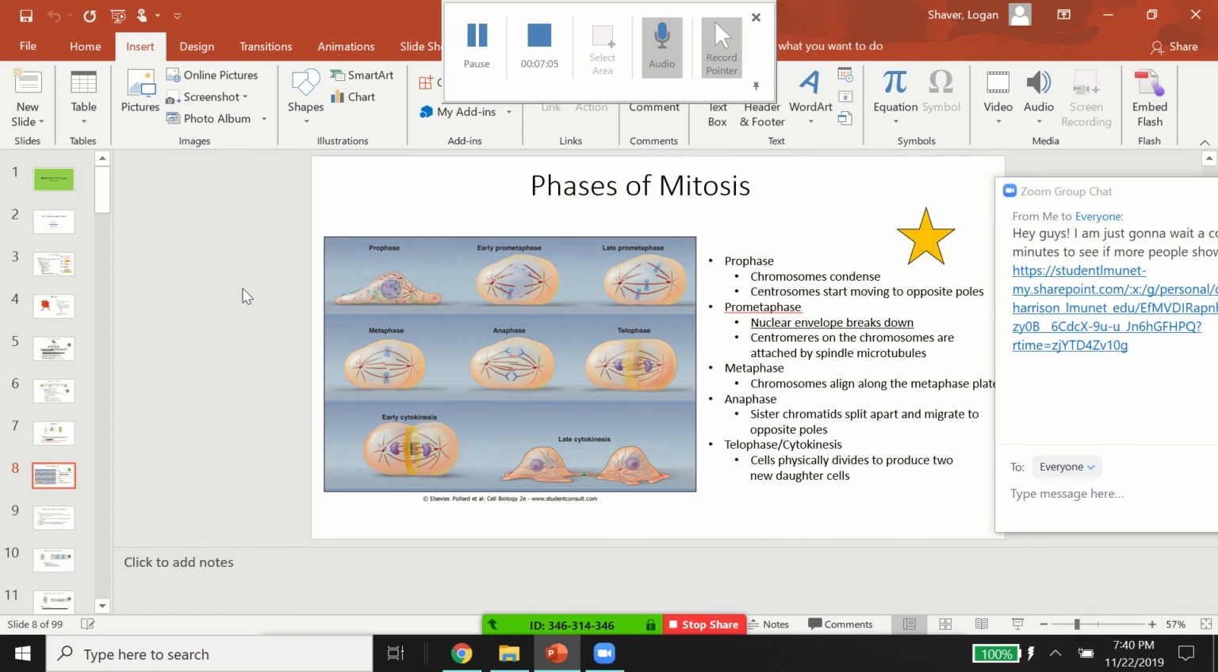All right, then phases of mitosis. Okay, so like I said, a lot of the stuff we've covered before, but he does go into more detail about prophase. So I thought it was important to just have a reminder of all the different phases, so that's why I put a star there for you.